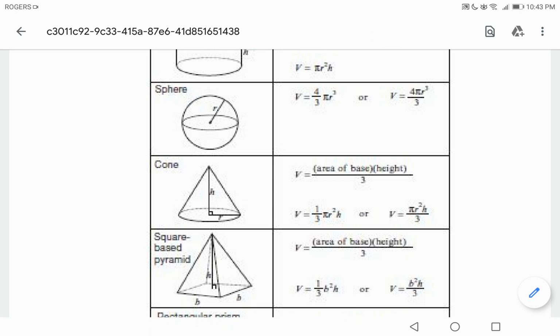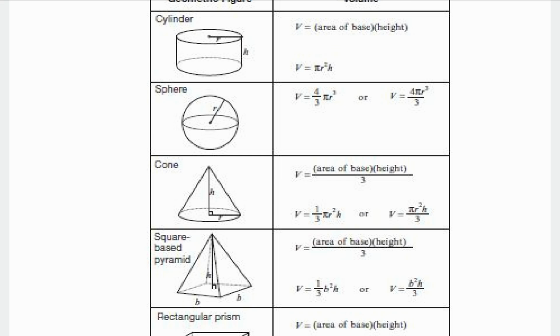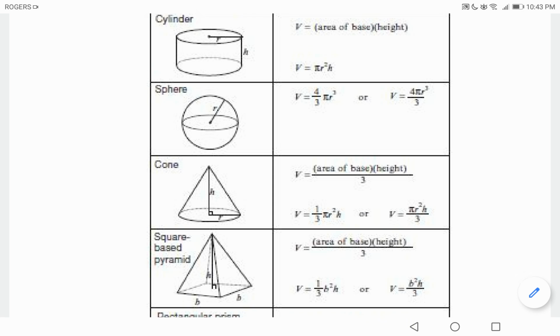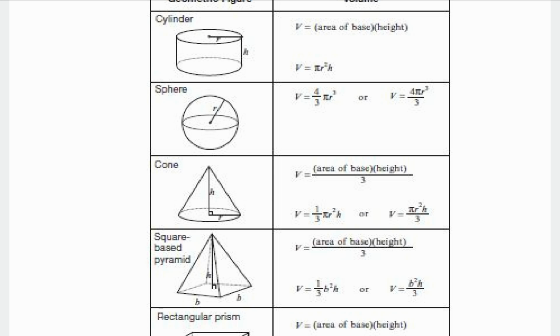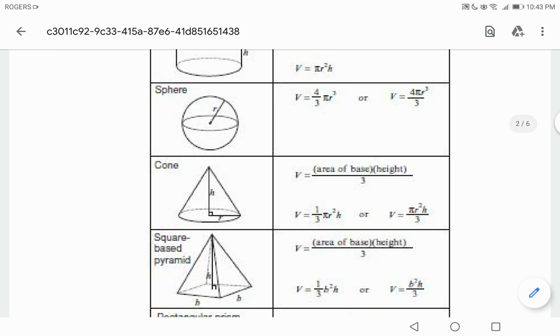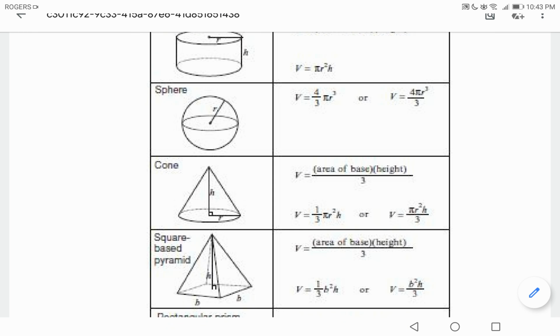Now you see these other formulas here. You see V equals pi r squared h divided by 3. Why do you see pi r squared h divided by 3? Well, h represents the height, and pi r squared represents the area of the base.